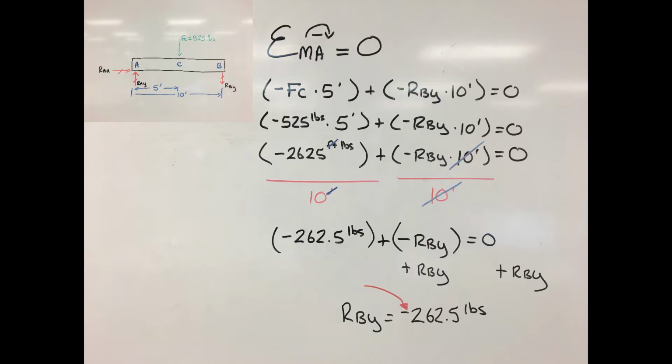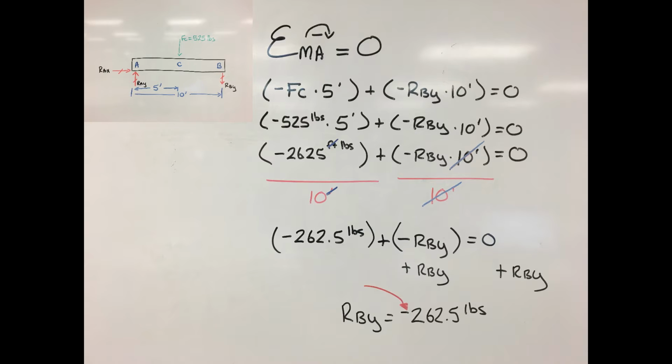FC is 5 feet away, and it's a clockwise force, which means it causes rotation clockwise around point A, so that's why it's a negative, plus negative RBY times 10 feet, and RBY also causes a clockwise rotation. If we now substitute in our knowns, negative 525 times 5 plus negative RBY times 10, set that all equals 0, we'll get negative 2,625 plus negative RBY times 10 equals 0.